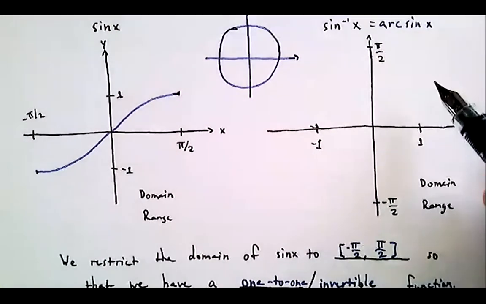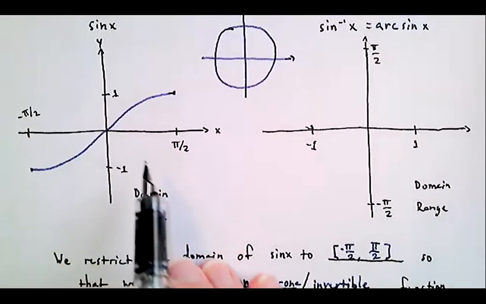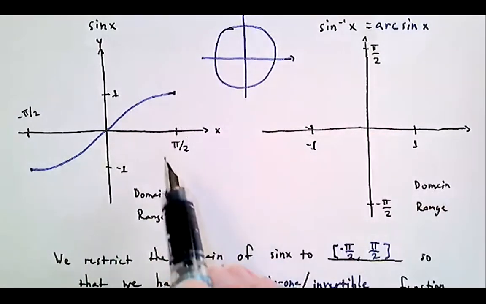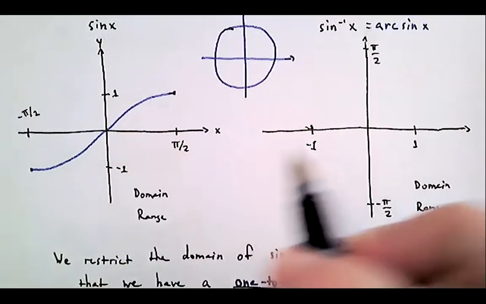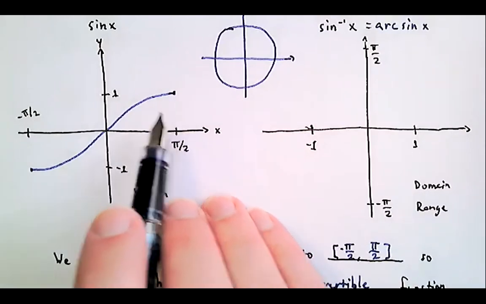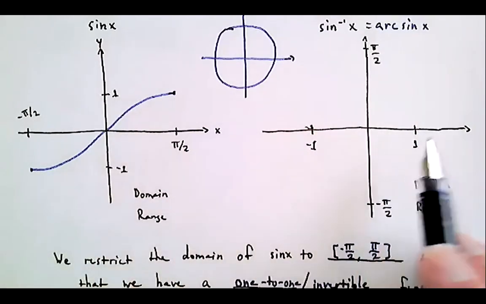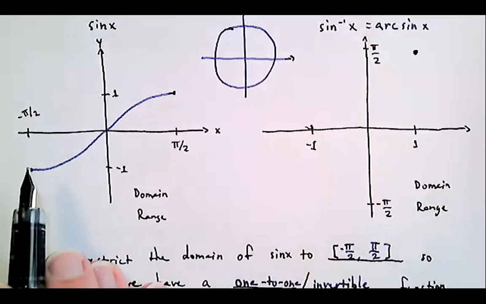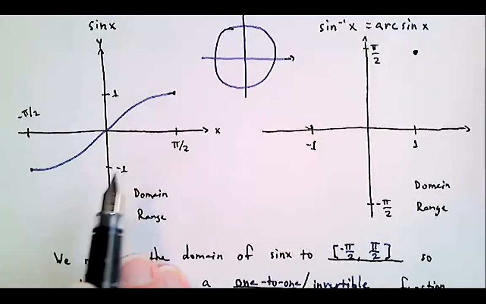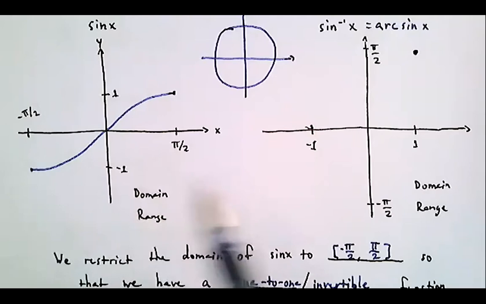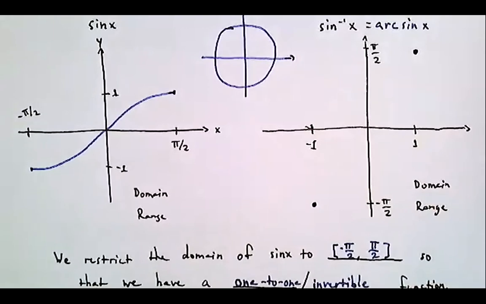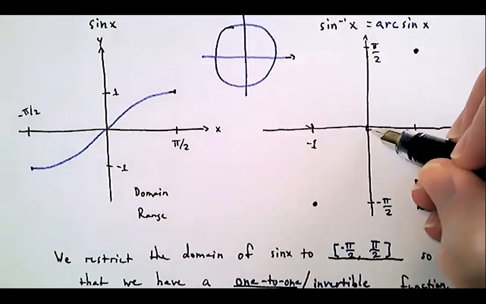And then arc sine mirrors this across the line y equals x through here. So the x values and the y values get swapped. So that means the point pi over 2, 1, this one, becomes 1, pi over 2 up here. And this other endpoint at minus pi over 2, minus 1 becomes the point minus 1, minus pi over 2, which is down here. And 0, 0 doesn't go anywhere.